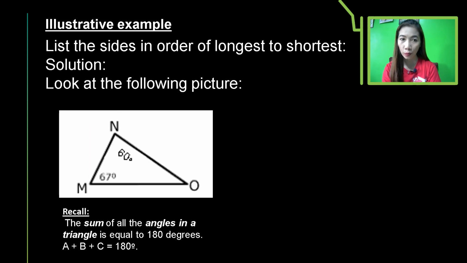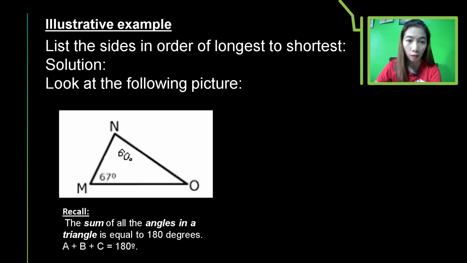Okay, so with this example, we are going to list the sides in order of longest to shortest. So, baliktad naman tayo. Longest to shortest. So, syempre, for us to identify the longest side, we have to identify the biggest angle. But as you can see in our illustration, there's only 2 angles given. So, kailangan natin kuhanin yung third angle, which is angle O. If you can remember, the sum of the angles in a triangle is equal to 180 degrees. So, pag pinag-add mo yung tatlong angle na yan, dapat mag-total siya sa 180.